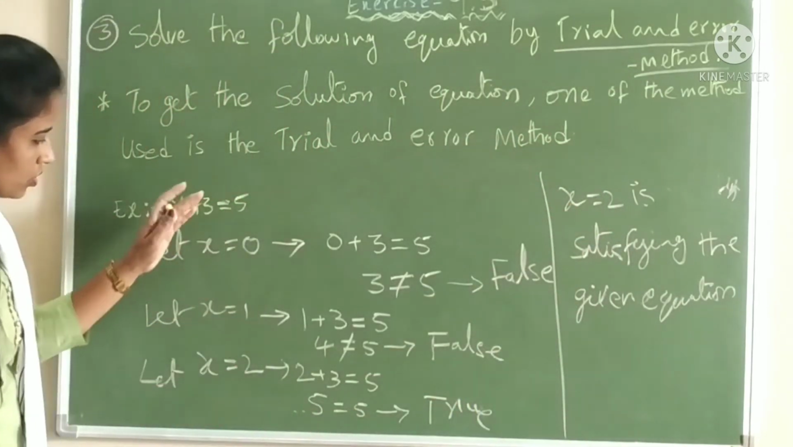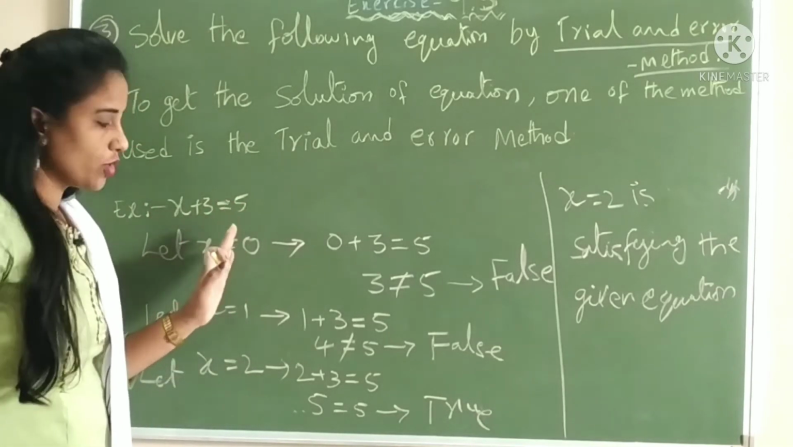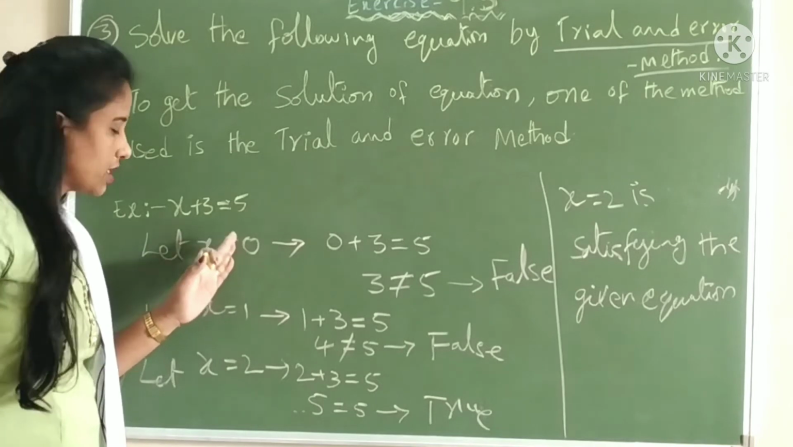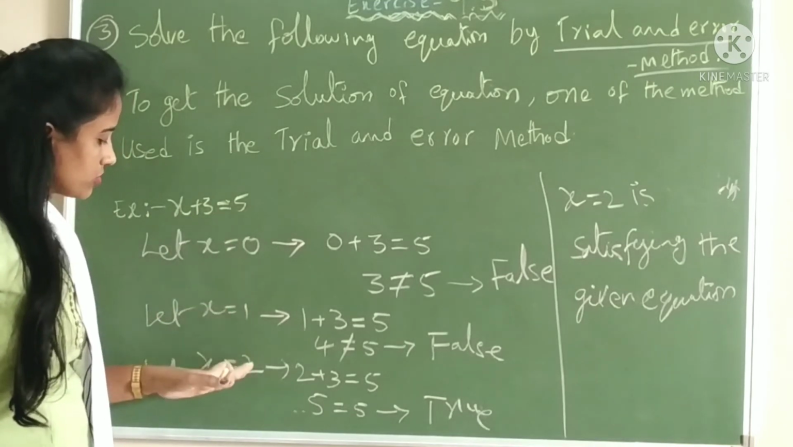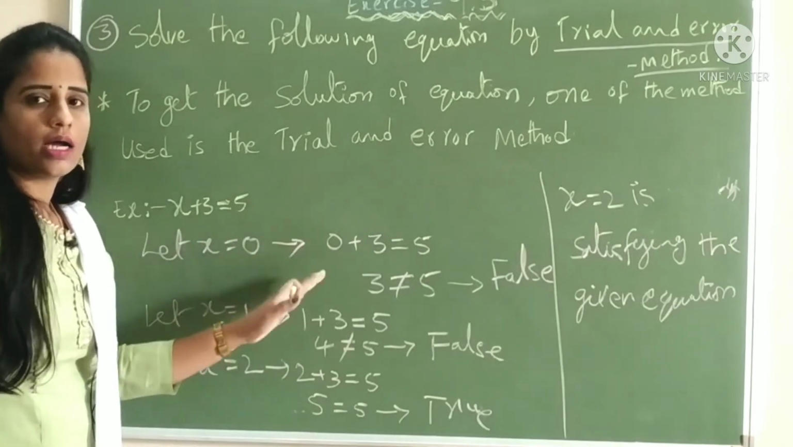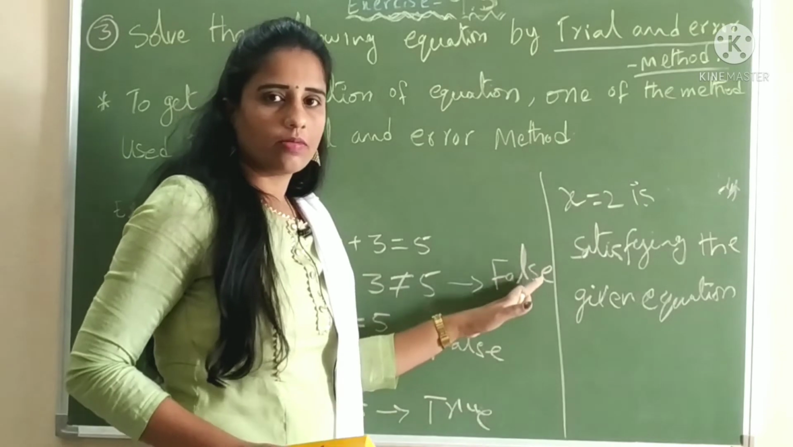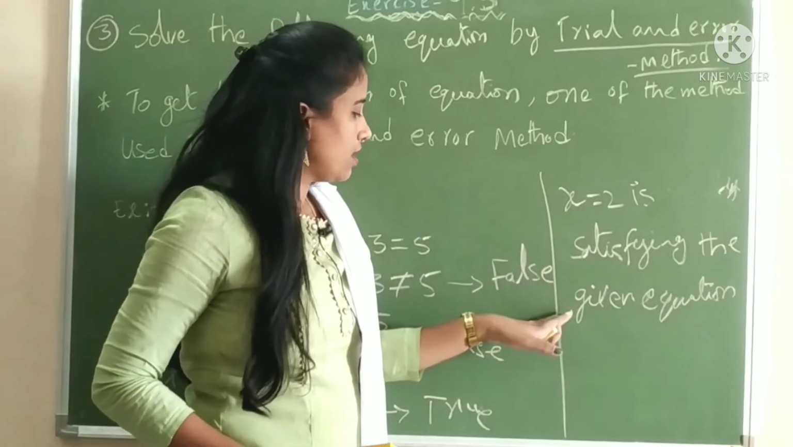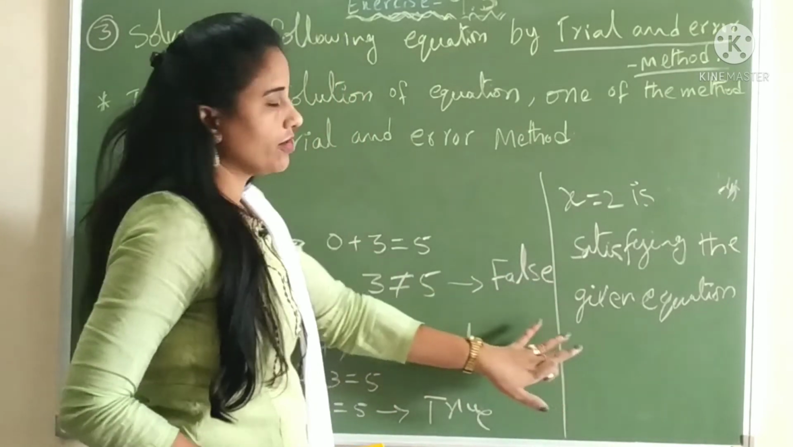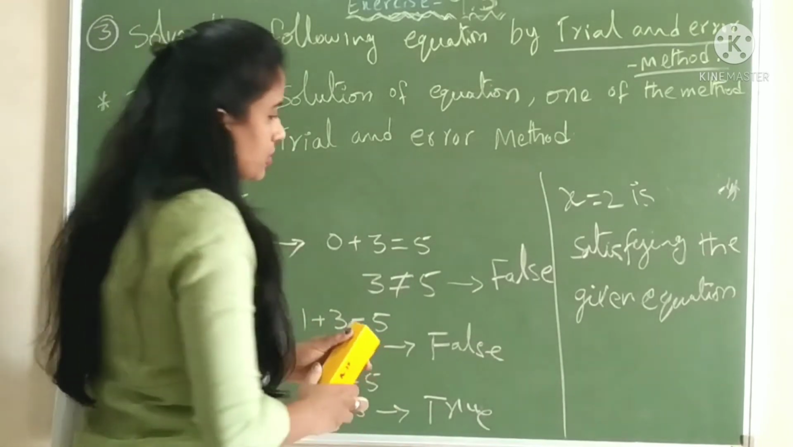Like that you have to check the values. First you take 0 and substitute in the given equation, and after that 1, then 2, 3, until you get the true answer. That answer will be the solution of the given equation. So this is the trial and error method. Let us see more examples.